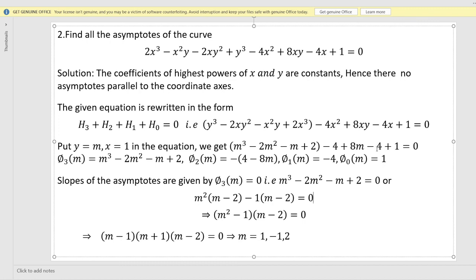We do not simplify because the terms are required to calculate the intercepts. The slopes of the asymptotes are given by the highest degree, phi 3 of m, equal to 0. That is m cube minus 2m square minus m plus 2 is equal to 0. Taking m square common from the first two terms, and minus 1 common from the others, we have m minus 2 times m square minus 1 equal to 0. So m minus 1 into m plus 1 into m minus 2 is equal to 0. That is m is equal to 1, minus 1, 2.